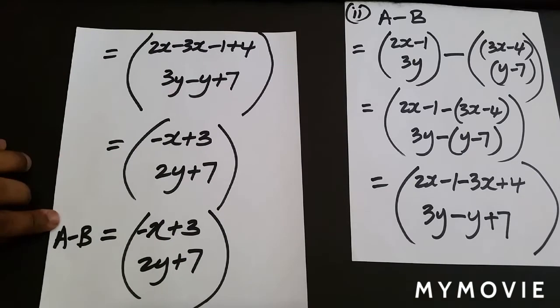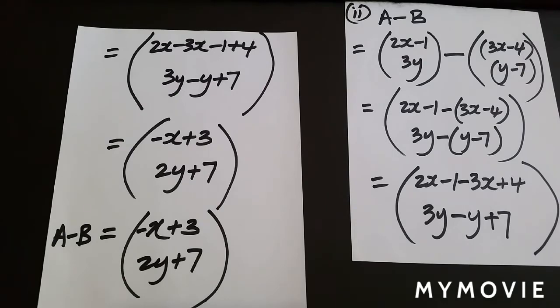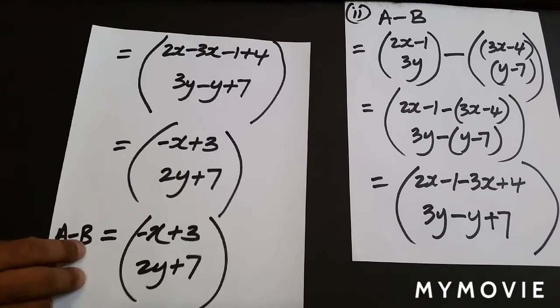All right, so that's how you go about adding and subtracting matrices. They have to be of the same order. All right, that's right off the bat. They must be of the same order, or else you cannot add or subtract them.